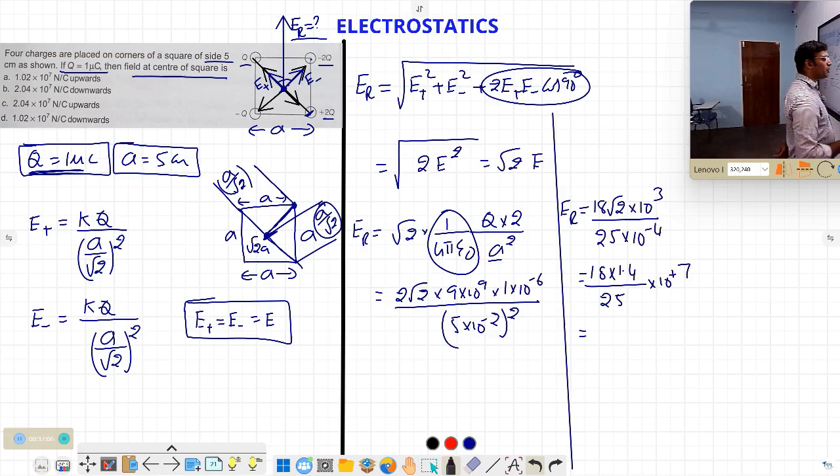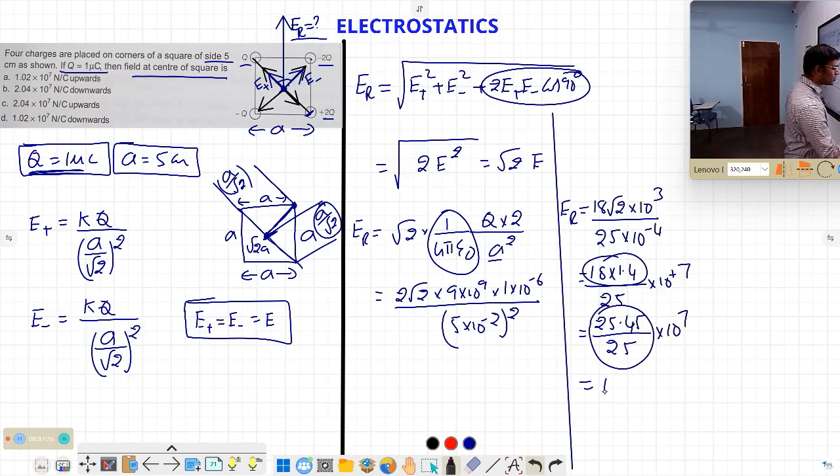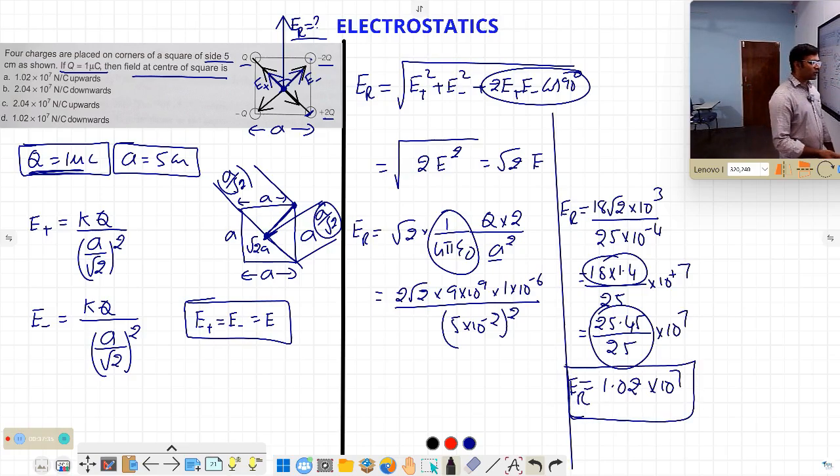Now 18 into 1.4 by 25, you have to calculate this value. Nearly how much will you get? We'll check it. If you calculate 18 into 1.4, you get nearly 25.2 by 25 into 10 power 7. So this value is approximately 1.02 into 10 power 7. So the resultant electric field intensity at the center is 1.02 into 10 power 7. The unit is Newton per coulomb, or volt per meter is another unit. So the first option is correct, that is 1.07 into 10 power 7.